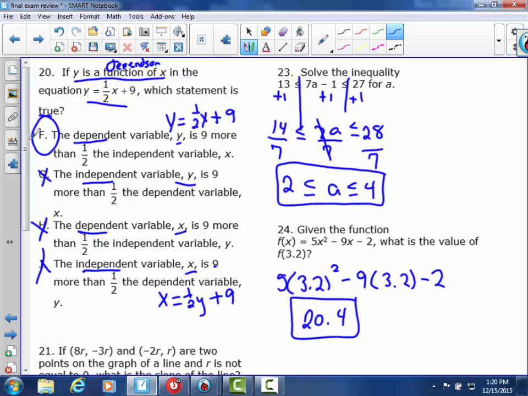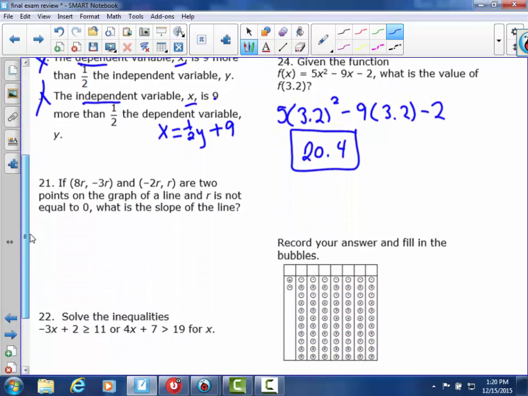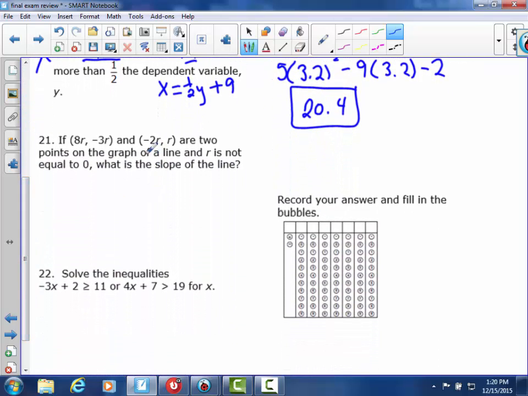Okay, question 21. If 8r, negative 3r and negative 2r, r are 2 points on the graph of a line and r is not equal to 0, what is the slope of the line? Okay, so slope, we know the slope of a line is found by finding the change in y's and finding the change in our x's.